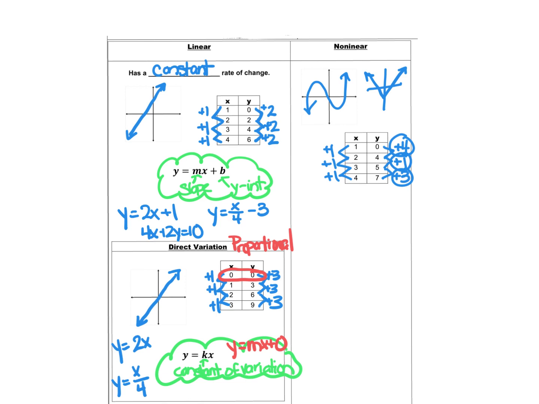Now, as far as equations, if your equation has an x squared or x to the third or any of those, it's not linear. If you have a y squared or y to the third or y to the fifth, those are nonlinear. If you have a square root of a variable, or another one that's important for you to know, if the x goes to the bottom of a fraction, that is going to be nonlinear.